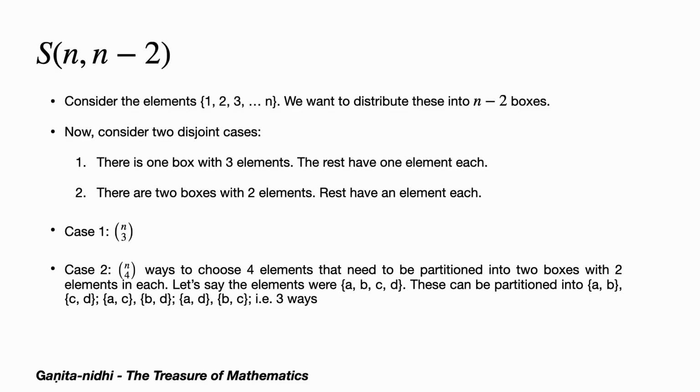And in the second case, we have to choose 4 elements first. And out of that, we need to form a partition of 2 sets of 2 elements each. So we choose n choose 4 to choose 4 elements. And then let's say these elements are A, B, C, and D. These can be further partitioned into 3 cases in which there are 2 sets, in which the set size is 2, and there are 2 boxes. So that's 3 ways. That amounts to saying that n subset n minus 2 would be n choose 3 plus 3 multiplied by n choose 4.